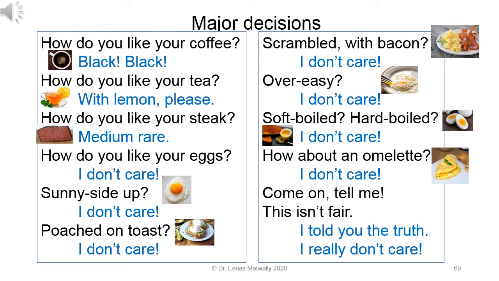Major decisions. How do you like your coffee? Black, black. How do you like your tea? With lemon, please. How do you like your steak? Medium rare. How do you like your eggs? I don't care. Sunny side up? I don't care. Poached on toast? I don't care. Scrambled with bacon? I don't care. Over easy? I don't care. Soft-boiled, hard-boiled? I don't care. How about an omelet? I don't care. Come on, tell me, this isn't fair. I told you the truth. I really don't care.